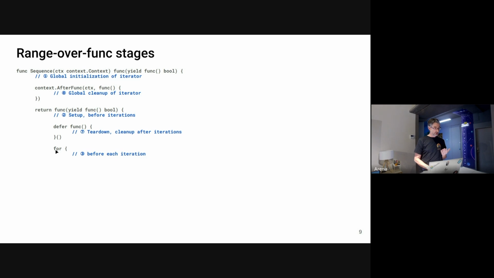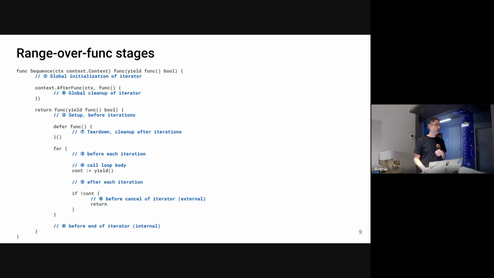And then we start to iterate over the elements, or we have this for loop to loop over the elements we have, and we can do something before each iteration. Then we call the loop body with yield, and we can do something after every iteration. We can also have code that is only executed when we break early with a break, return, or goto statement. And we can also have some code that is only executed whenever we exhaust an iterator completely.